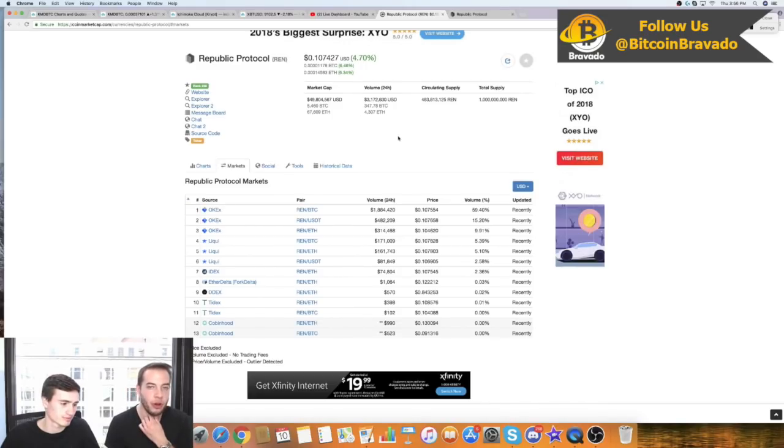$2 million in volume too. $3 million. Oh yeah, if you add the rest up, $3 million in volume on a $50 million coin is great, especially in this market, especially considering they're not on any big exchange. OKX isn't a small exchange, but it's definitely not one of the big boys. So I'm excited about that.